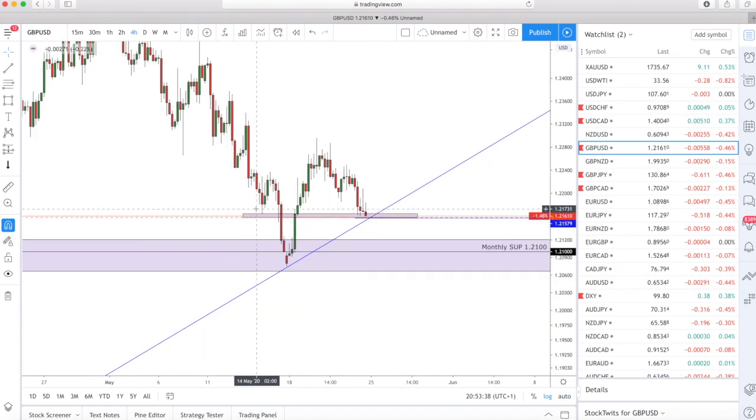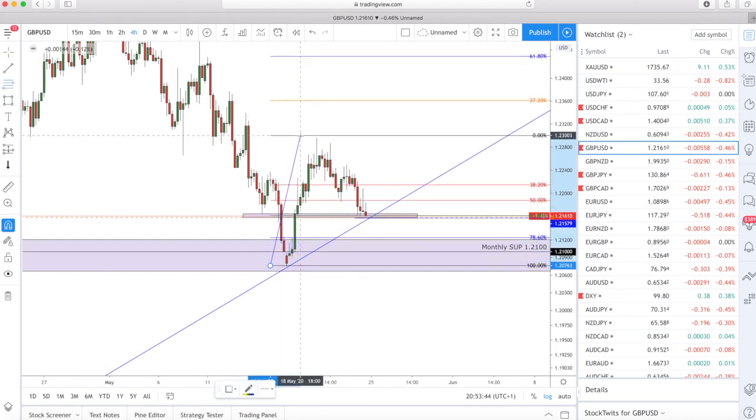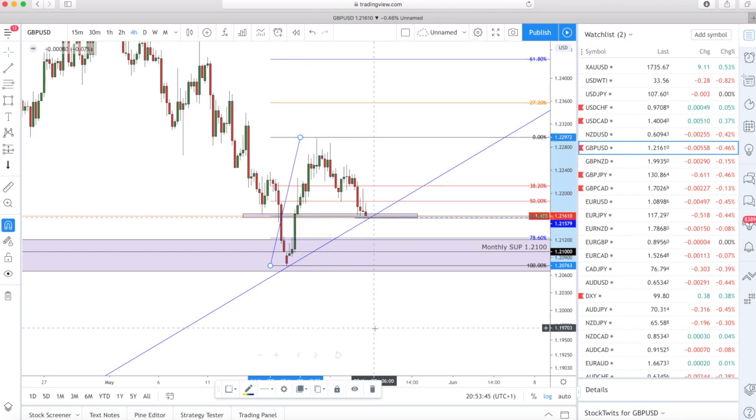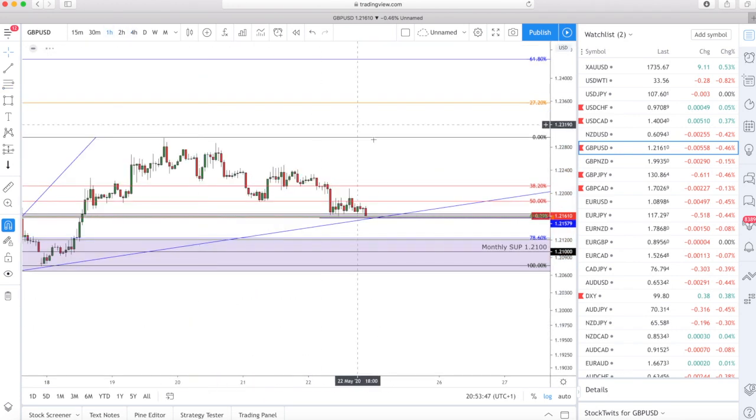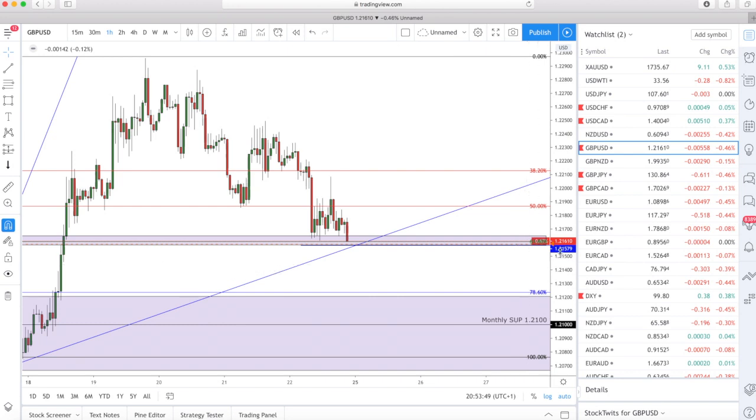So we do have this inverse head and shoulders here, this left shoulder, head, and this right shoulder. See if any fibs line up on this 4-hour trend. Yeah, so we've got the 61.8. That lines up perfectly in this area as well.